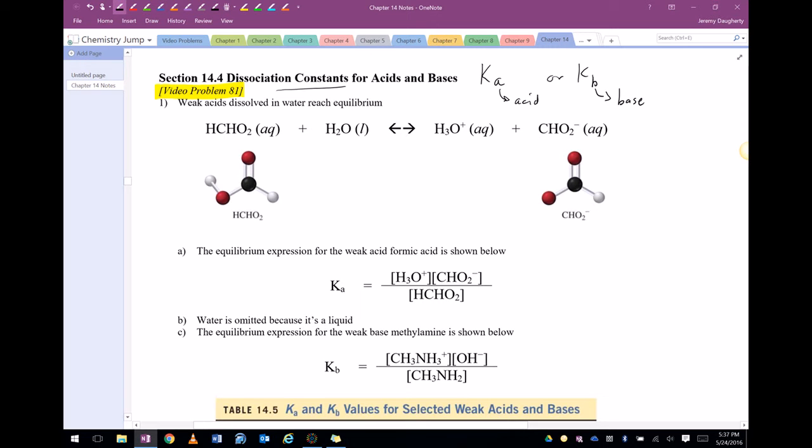Alright, so here's the example. HCHO2, right, it's in equilibrium. So we can write an equilibrium expression, which is going to be right here. Remember, only aqueous and gaseous reactants and products. So H3O plus, CHO2 minus goes on top, HCHO2 goes on bottom. We do a lot more work with this in AP than what we do in this first year course here. So just be aware that you're going to see this again in AP.